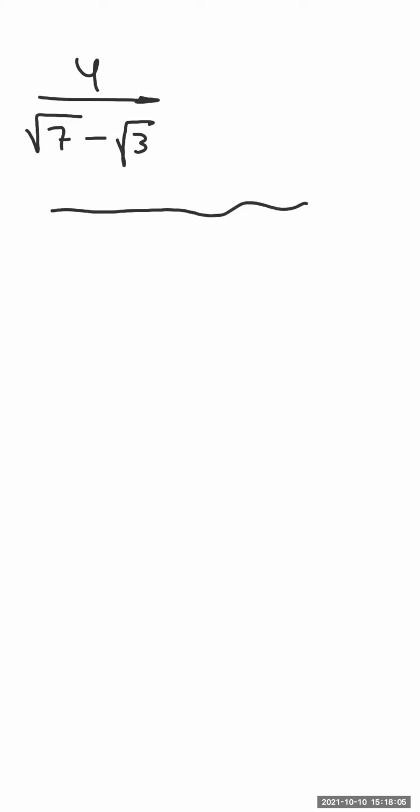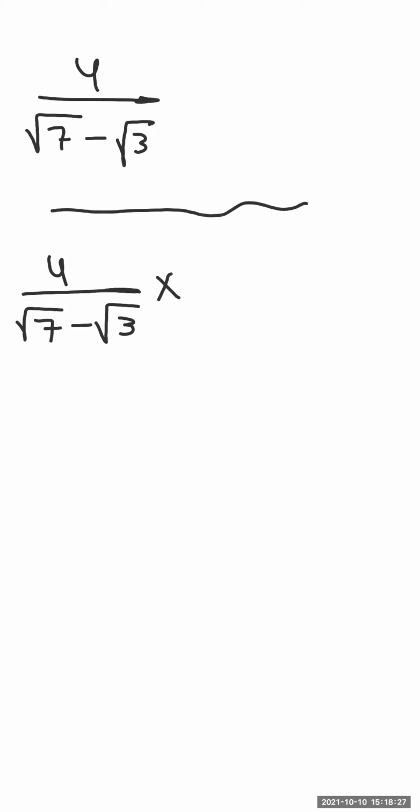Okay, let's solve this example. Simplify the number 4 over square root of 7 minus the square root of 3 to its simplest form. How do we simplify this number? To simplify 4 over square root of 7 minus the square root of 3, we will multiply it by the denominator's conjugate. The denominator here is square root of 7 minus square root of 3.